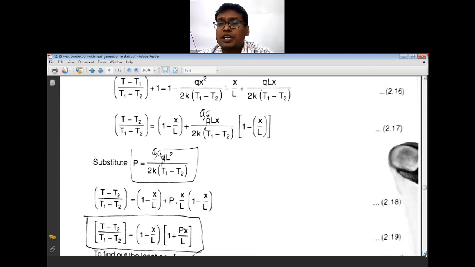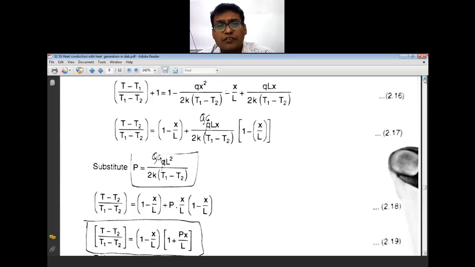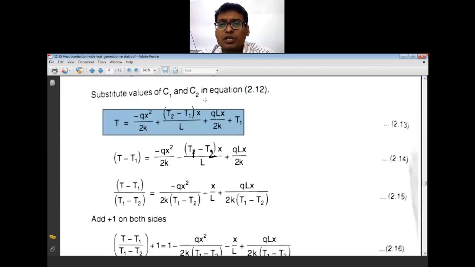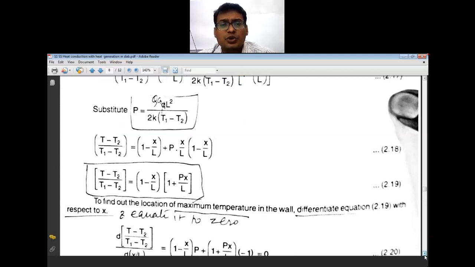Ultimately, what is done is the temperature distribution that has been calculated. Some part is your mathematical manipulation. You can also remember this equation. This equation, when simplified, will also give you the temperature distribution, but it looks somewhat complicated. For that purpose, it's a simplified form in terms of (T minus T2) upon (T1 minus T2), which is equal to 1 minus x upon L plus P x upon L, where P is equal to Q dot L square upon 2K (T1 minus T2).